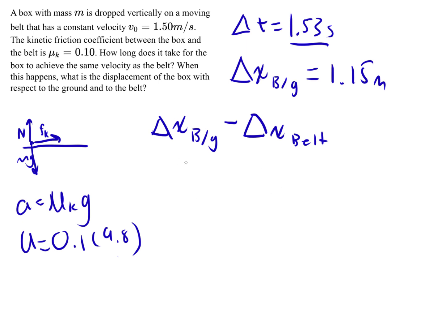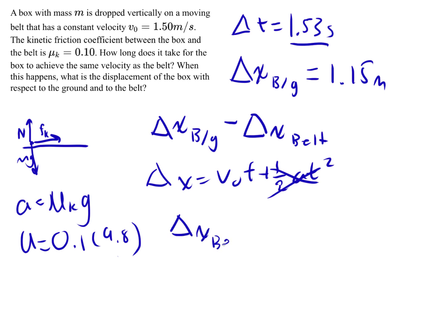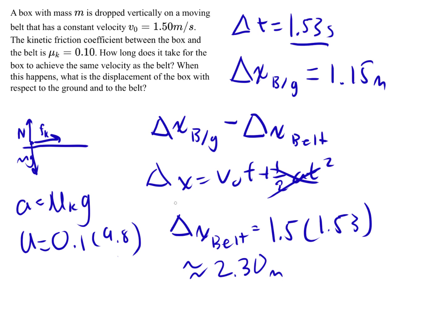Now finding the displacement of the belt is also not that hard. We use the same kinematic equation here, except the belt has a constant velocity, so we can ignore this whole part. It has no acceleration. So the displacement of the belt is simply equal to its velocity of 1.5 meters per second times the time interval of 1.53 seconds. This gives you about 2.3 meters. So that is the displacement of the belt.